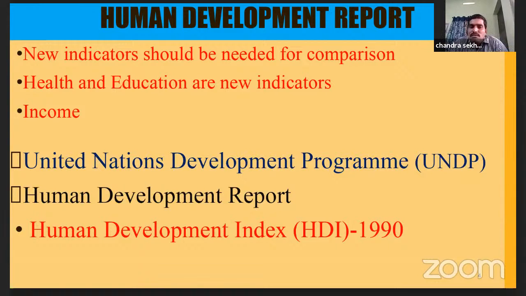So in the Human Development Report, UNDP gives ranks to the countries based on the development in different areas. Those ranks are called the Human Development Index, HDI.